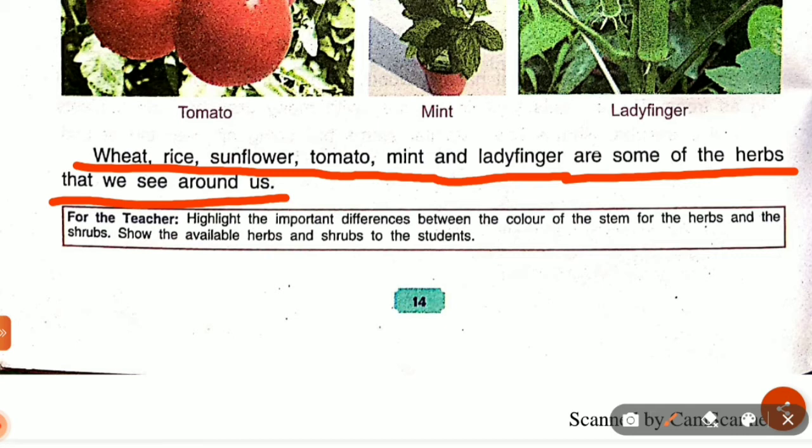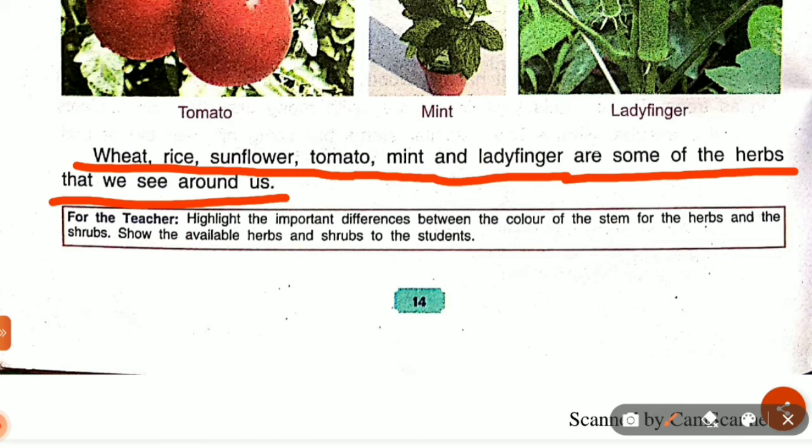And if you are in a village, you can see sunflower plants. There are rooftop gardens in small houses also. Now everyone is growing tomato, lady fingers and all. So if you also have any such plant in your house, put it in the comment box.